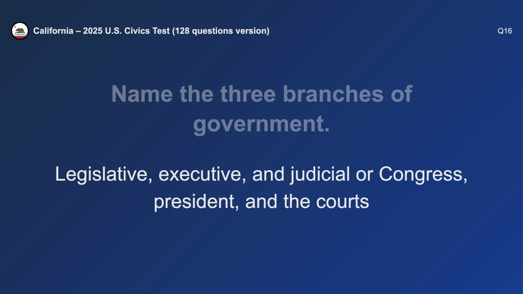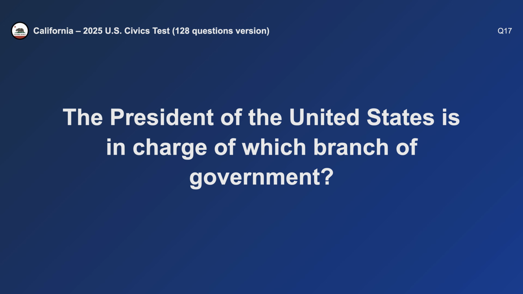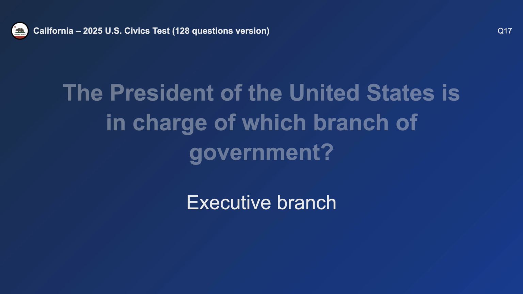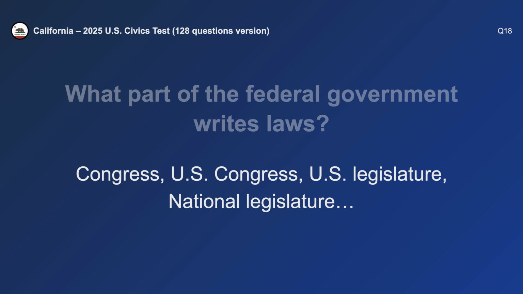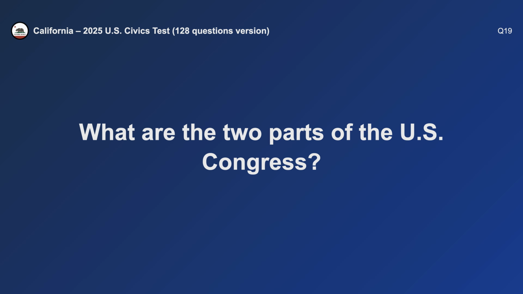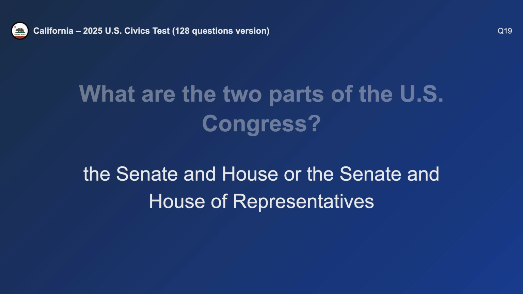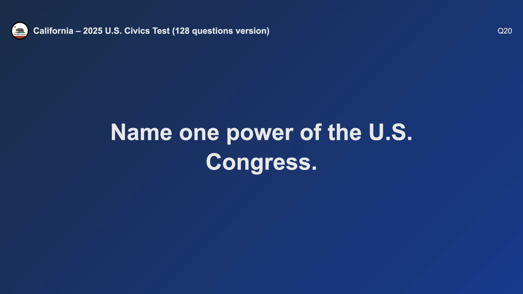Legislative, executive, and judicial. The President of the United States is in charge of which branch of government? Executive branch. What part of the federal government writes laws? Congress. What are the two parts of the U.S. Congress? The Senate and House. Name one power of the U.S. Congress.